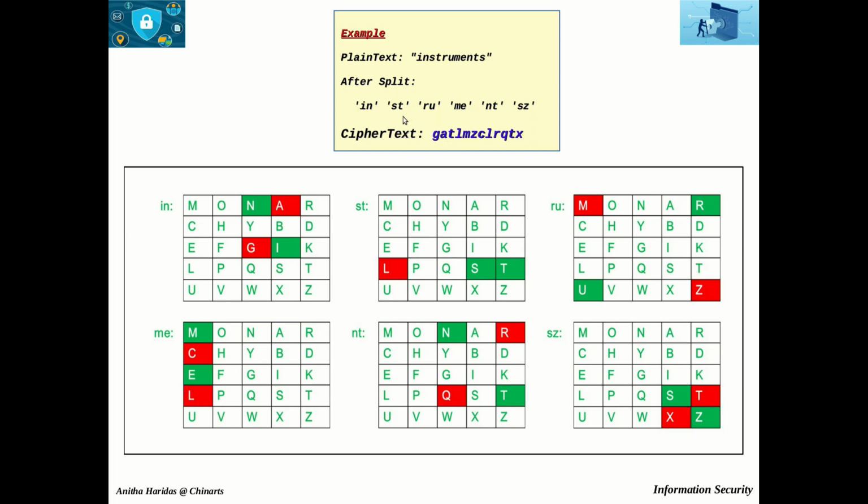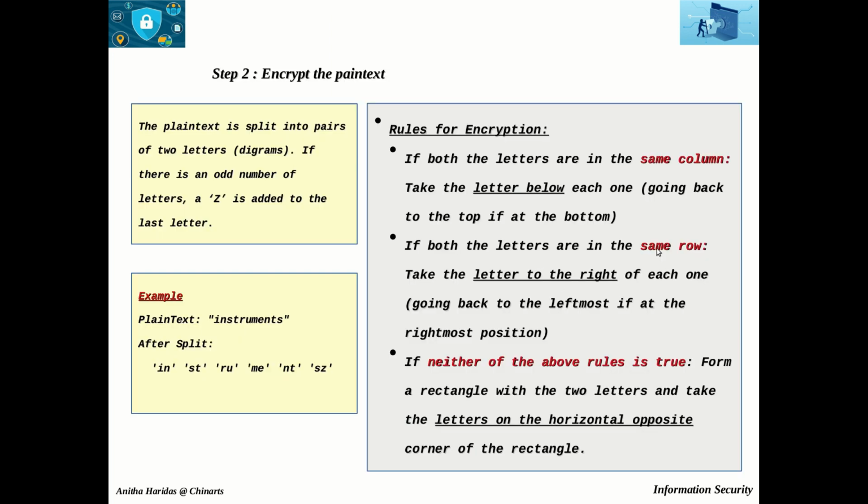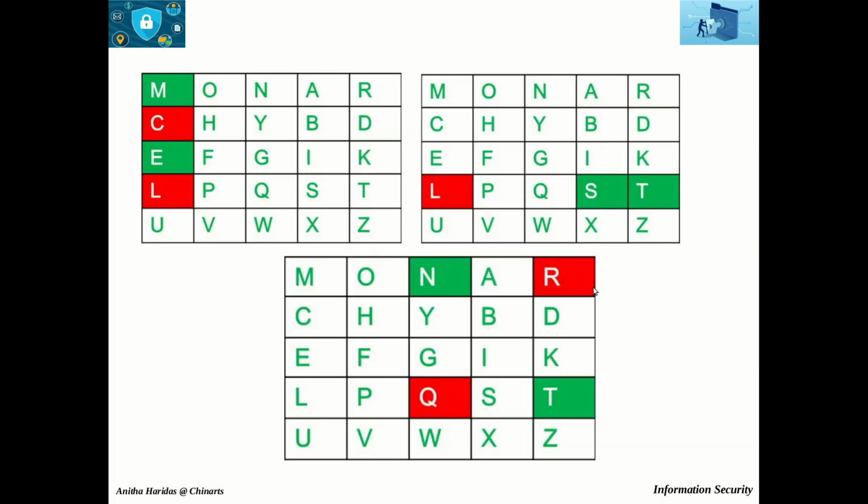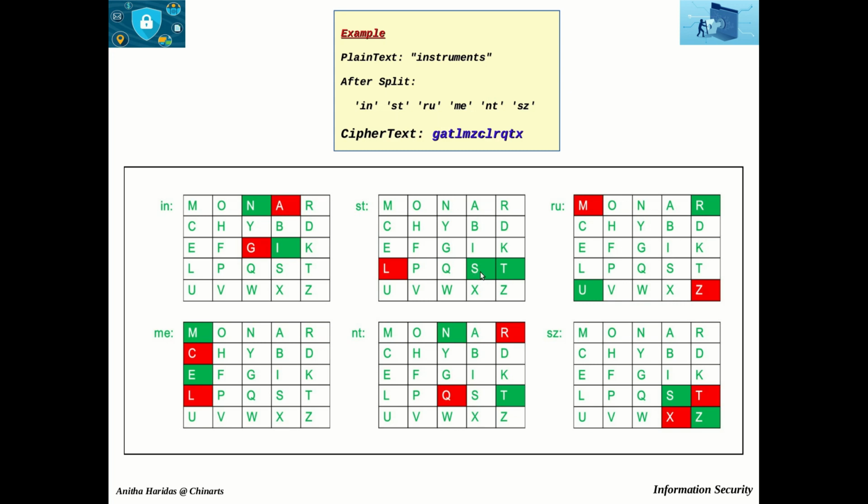Okay. Then the next digram is ST. So S and T are in the same row. If so, what is the rule? If it is in the same row, take the letter to the right. So the letter to the right of S is T. So S is replaced with T, and the letter to the right of T is L. So we will get L.